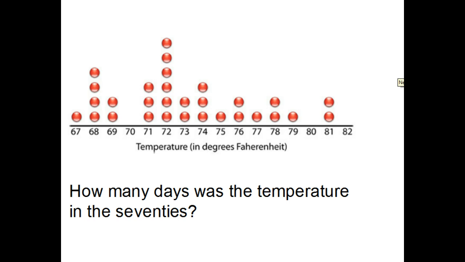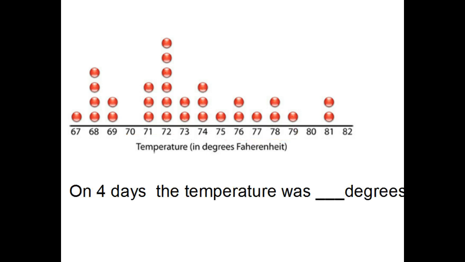How many days was the temperature in the 70s? In the 70s. So that could mean all the way from 70 up to 79, right? All of those are in the 70s. So all I need to do is count how many of these dots I have, how many plots there are on my line plot. 1, 2, 3, 4, 5, 6, 7, 8, 9, 10, 11, 12, 13, 14, 15, 16, 17, 18, 19, 20, 21. 21 days, the temperature was in the 70s.